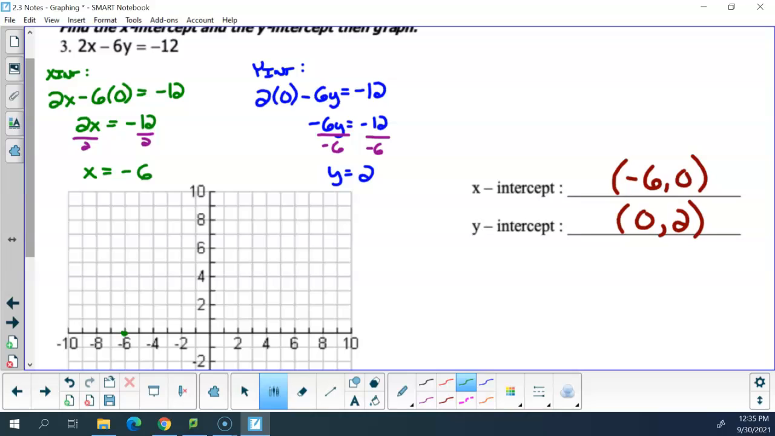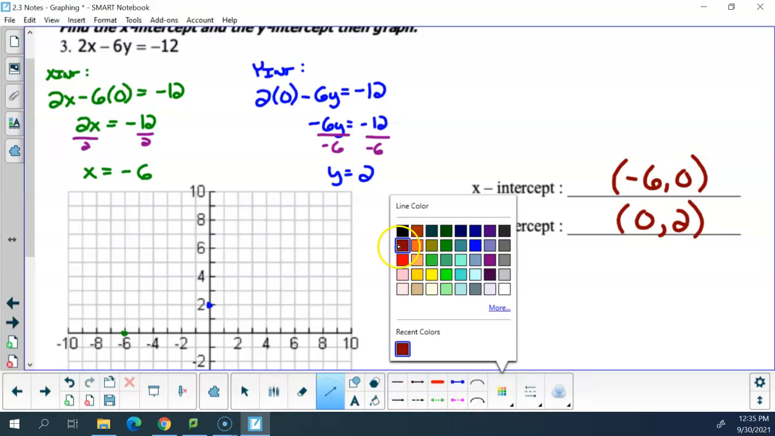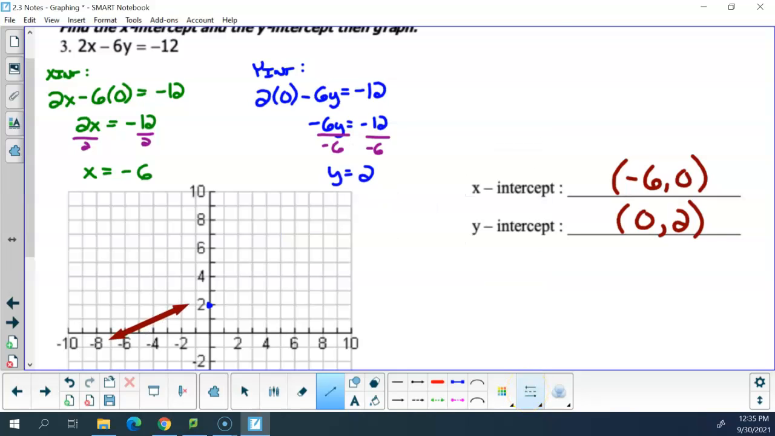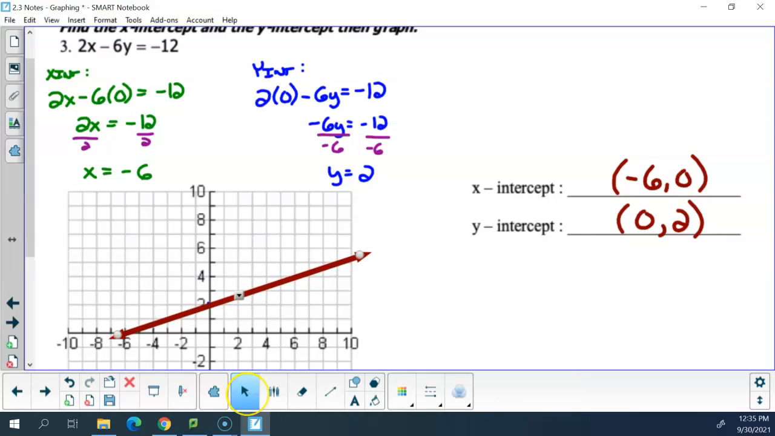-6 is there. +2 is there. Is it okay if we just got in the way? They still got my x-intercept.